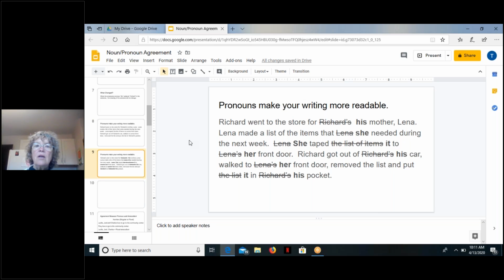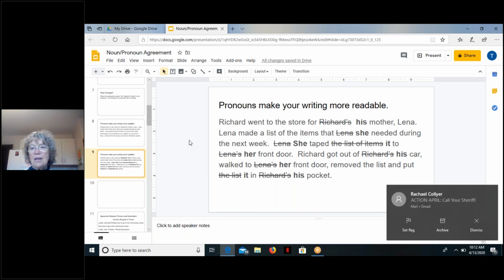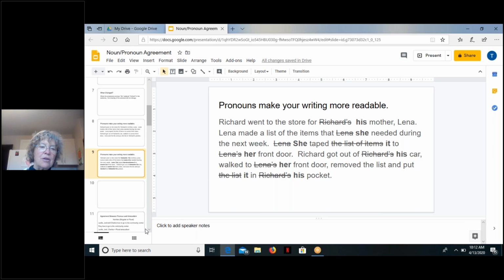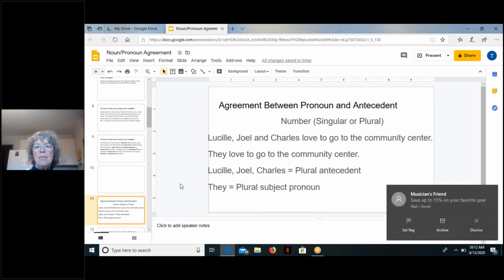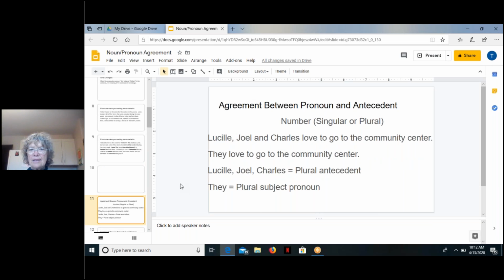Instead, we could write, Richard went to the store for his mother, Lena. Lena made a list of the items that she needed during the next week. She taped it to her front door. Richard got out of his car, walked to her front door, removed the list, and put it in his pocket. That is so much easier to read. So we needed the agreement between the pronoun and the antecedent in order to lead us through that paragraph, so that every time we used a pronoun, we still knew who was being talked about.